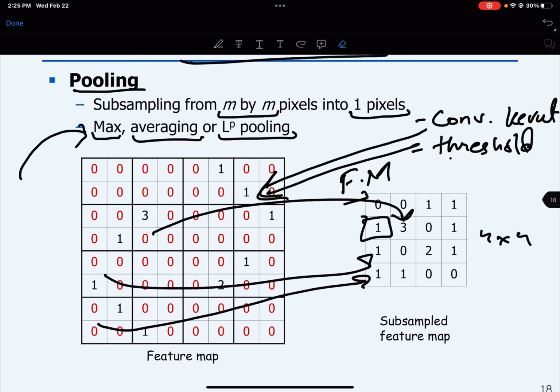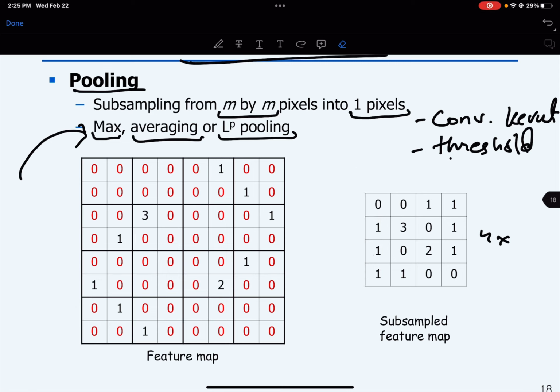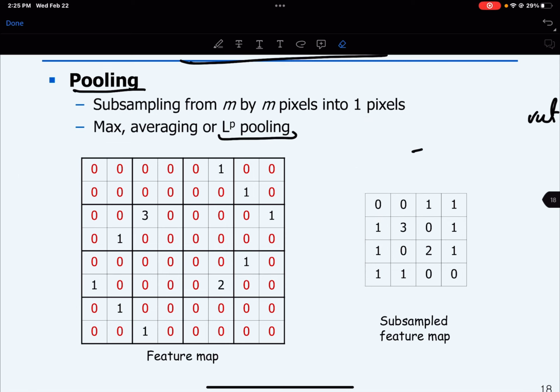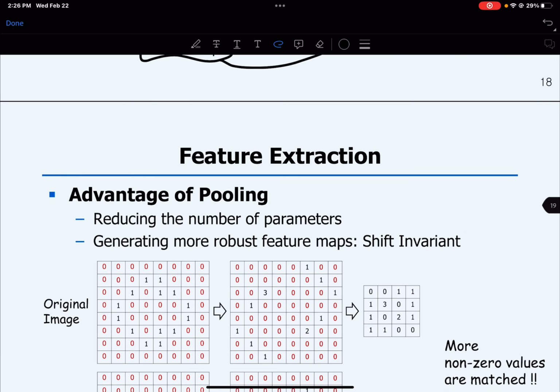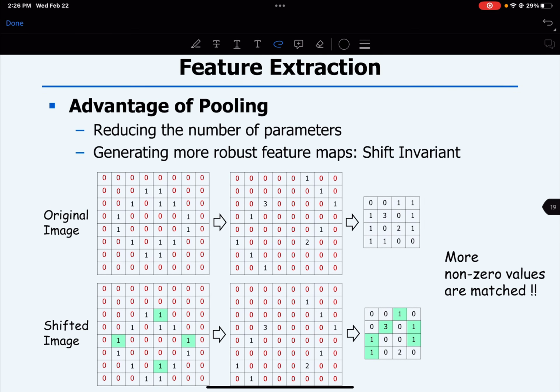If we apply the average pooling, the concept would be the same. All that you do, the difference is that you're taking the average. So the feature map is further subsampled to extract the most important features and reduce the size dimensions of our feature maps. So we have a subsampled representation. So what are the advantages of pooling? It reduces the number of parameters, and it generates more robust feature maps, which we can say are shift invariant.